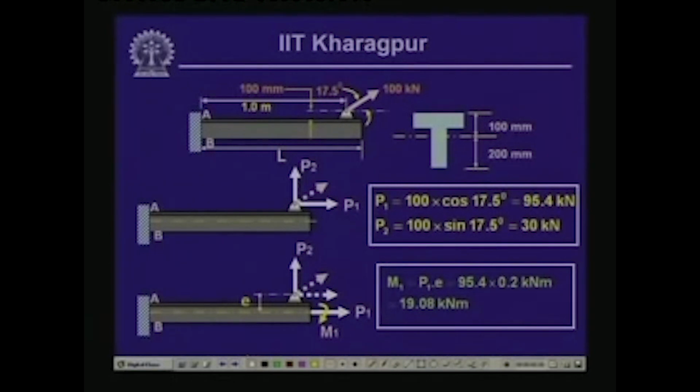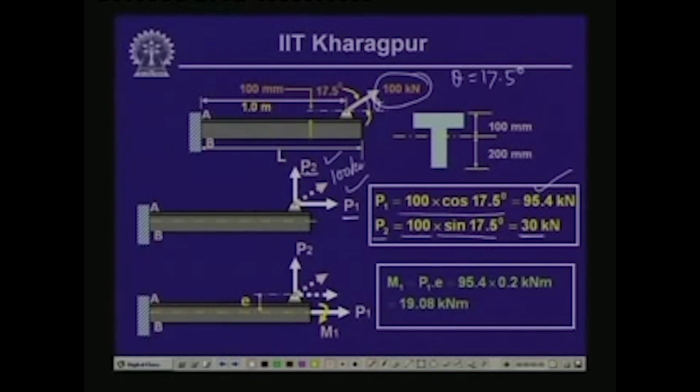Here this 100 kilonewton load is acting at an angle theta, which is equal to 17.5 degree. The first step is we decompose this load into two directions. One is P1, another one is P2, and P is 100 kilonewton. So, P1 is 100 cos 17.5 degree, which is equal to 95.4 kilonewton, and the vertical component P2 is equal to 100 sin 17.5 degree, which is equal to 30 kilonewton. So, we have two force components of this 100 kilonewton pull, P1 and P2.